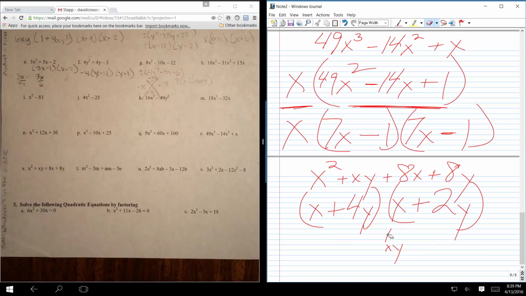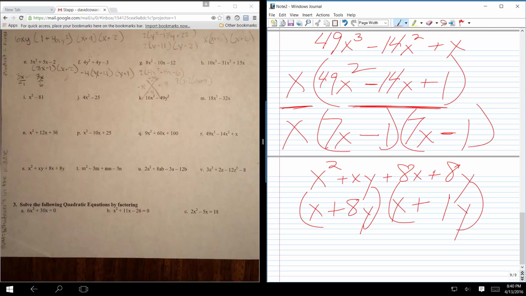Okay, let's erase that and try 8 and 1. That's really the only other thing. That'll work, because you get 8yx. Well, actually, it doesn't really work, because you get 9xy, or 9yx. How are we going to get 1xy and 8x?